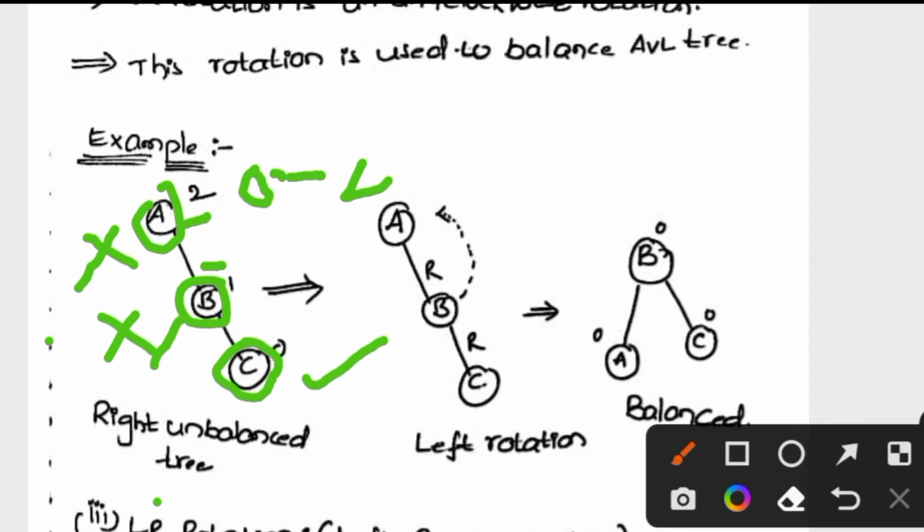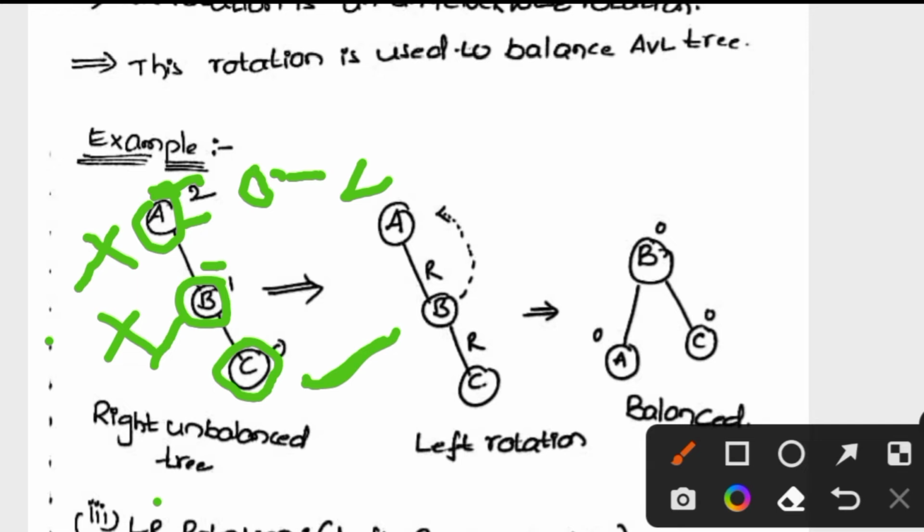So here we can see at C node we have 0. Balance factor consisting of either 0, minus 1 or 1, we say the subtree is balanced. But at the node A the balance factor is minus 2. So that's why here we have to apply the rotation.